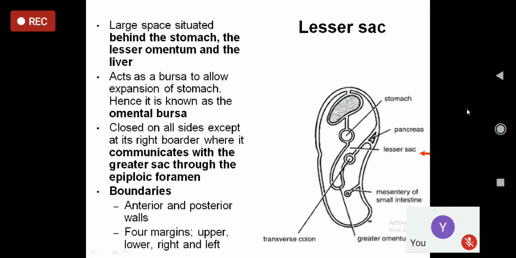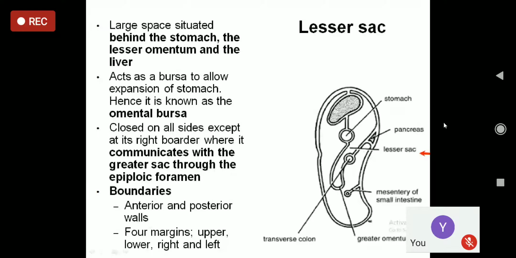And move on to the lesser sac. So this is the lesser sac which is situated just behind the stomach and the lesser omentum and behind the liver. It is a large space situated behind the stomach, the lesser omentum and the liver. This space is known as the lesser sac. It acts as a bursa to allow the expansion of the stomach, so it provides the space for the distension of the stomach. Hence it is also known as the omental bursa.